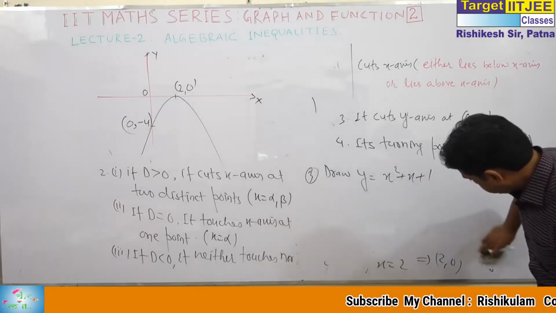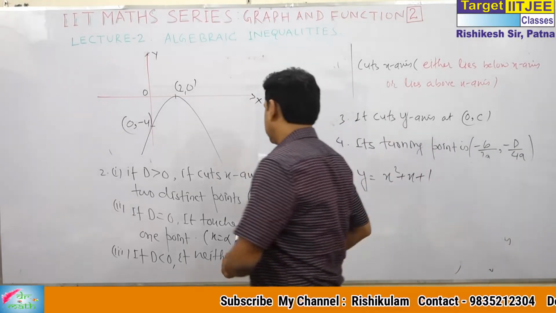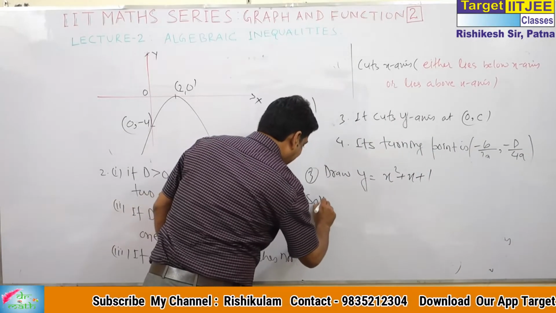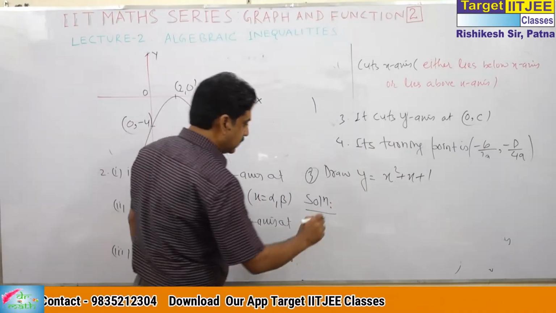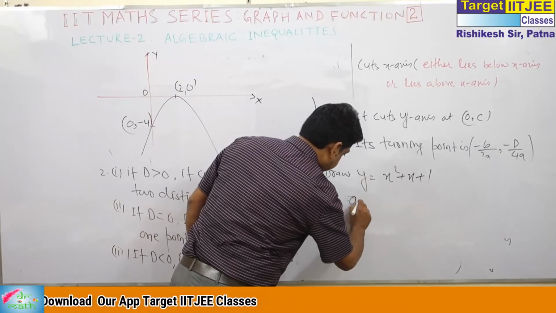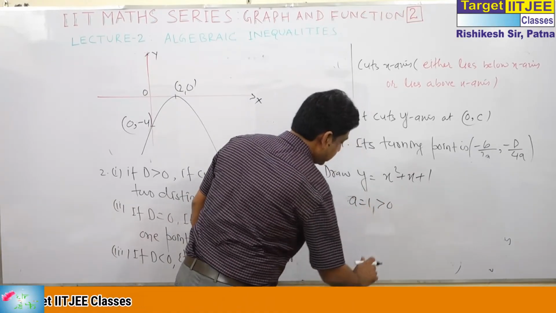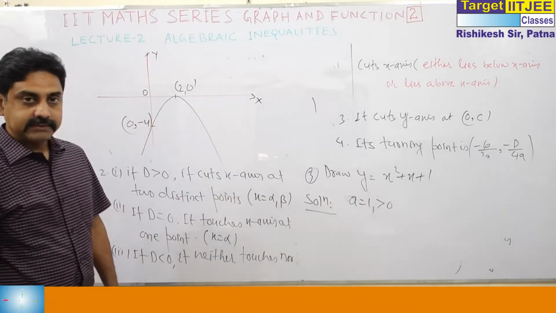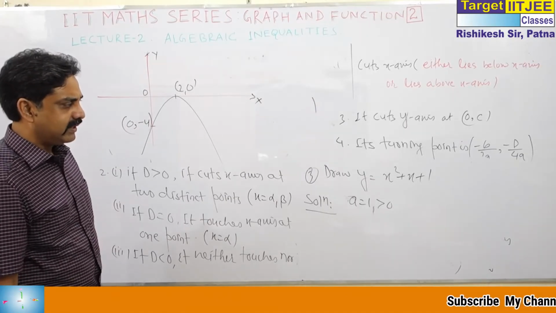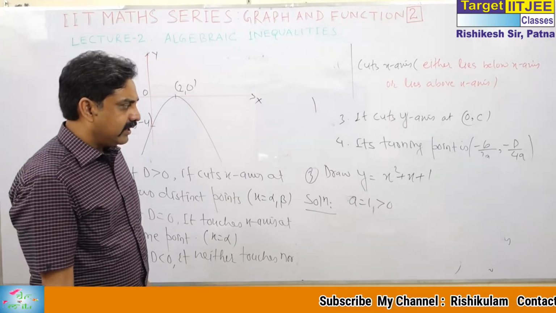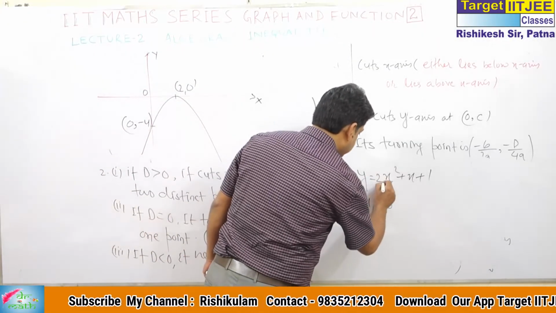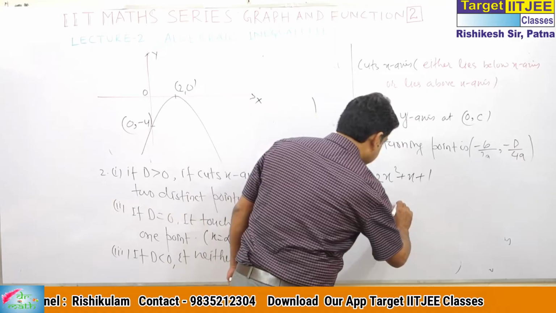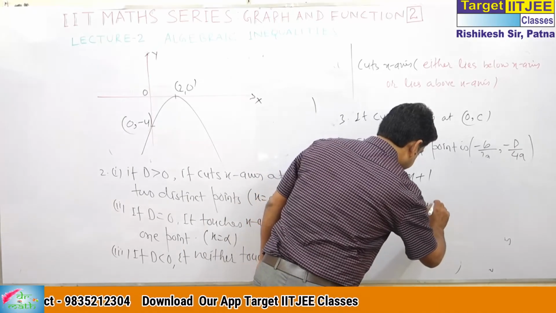Now, see the solution of this one. Actually, what is this? This opens up what? A is equal to 1, A is equal to 1 greater than 0. So you can say A is equal to anything. Actually, I am taking 1. If you want, you can take 2, or 3. Suppose I take this time 2. So greater than 0. It means what? Opens upward.